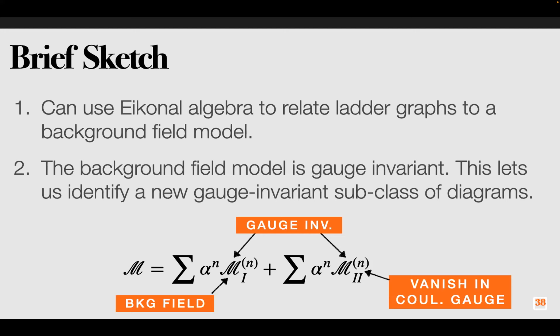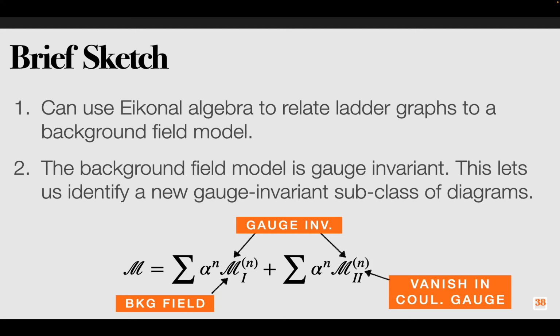And then it turns out that the diagrams that fall in this class vanish diagram by diagram in Coulomb gauge. So by doing this, you can basically eliminate something like 70% of the diagrams you would have to compute, and you end up with a much simpler set of Feynman rules for computing these graphs.